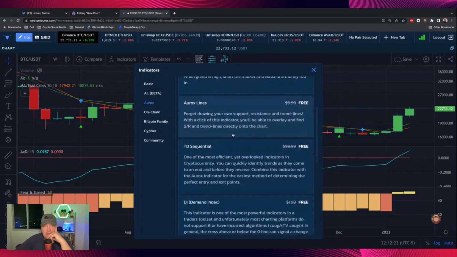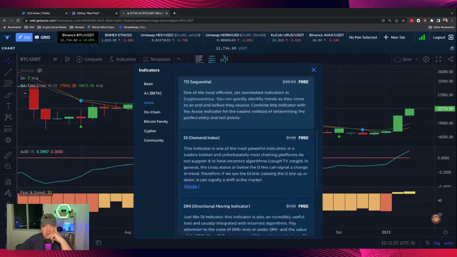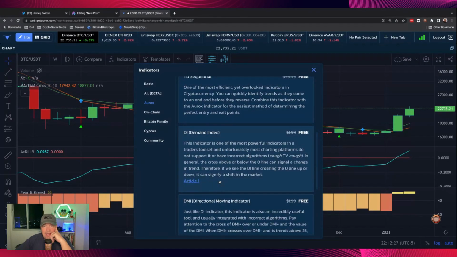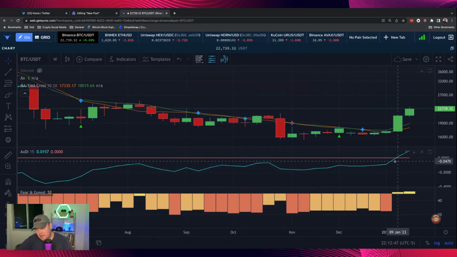All right. And the other one I use is the demand index. This indicator is one of the most powerful indicators in a trader's tool set. And unfortunately, most charting platforms do not support it or have incorrect algorithms. Cough. TradingView, cough. In general, the cross above or below the zero line can signal a change in trend. Therefore, if we see the DI line crossing the zero line up or down, it can signify a shift in the market. And that's what we're seeing right now.